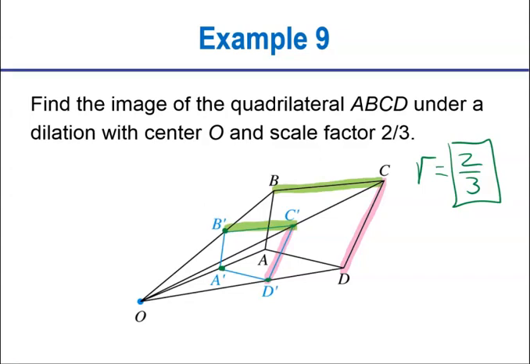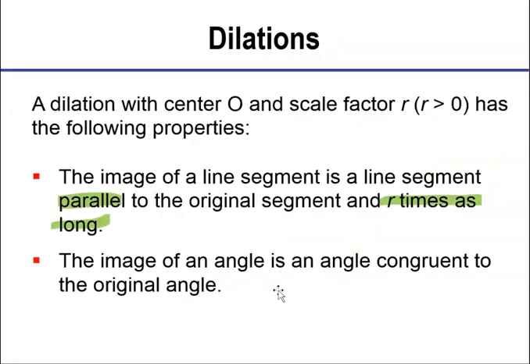Now, that is as long as, remember, R is greater than 0. If R were less than 0, remember, you don't get parallel line segments anymore because you have a reflection. Second, the image of an angle is an angle congruent to the original angle. So this is making it official, and I mentioned that a couple of times for you already.